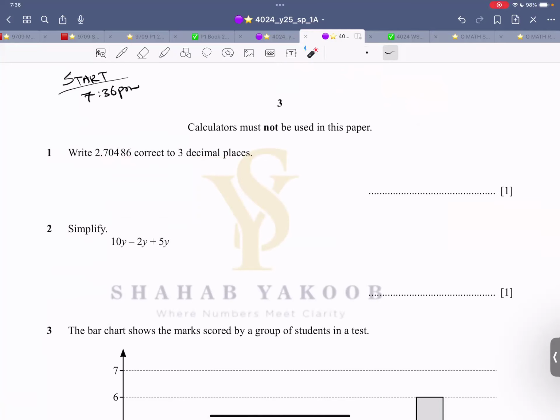The first thing, write 2.70486 correct to 3 decimal places. So first of all, this is the decimal place. This is first, this is second, this is third, and this is the fourth decimal place. Since the fourth decimal place is 8 and it's greater than 5, we know the rule, therefore round it up. So therefore the answer is 2.705. That is the answer for this first thing. Question number 1 is done.